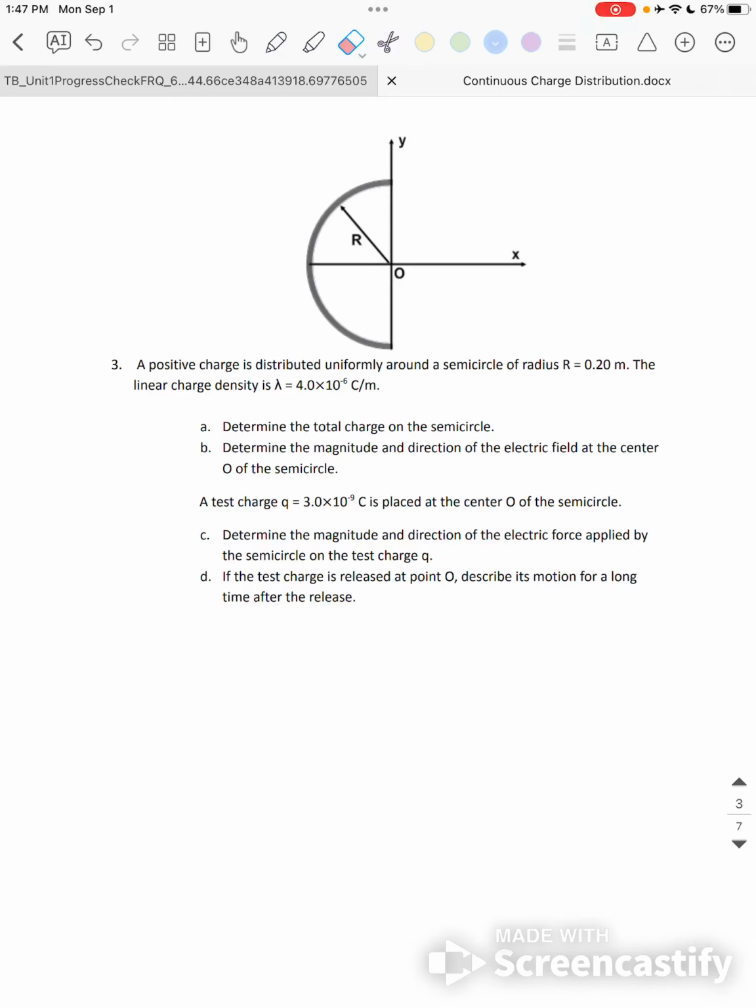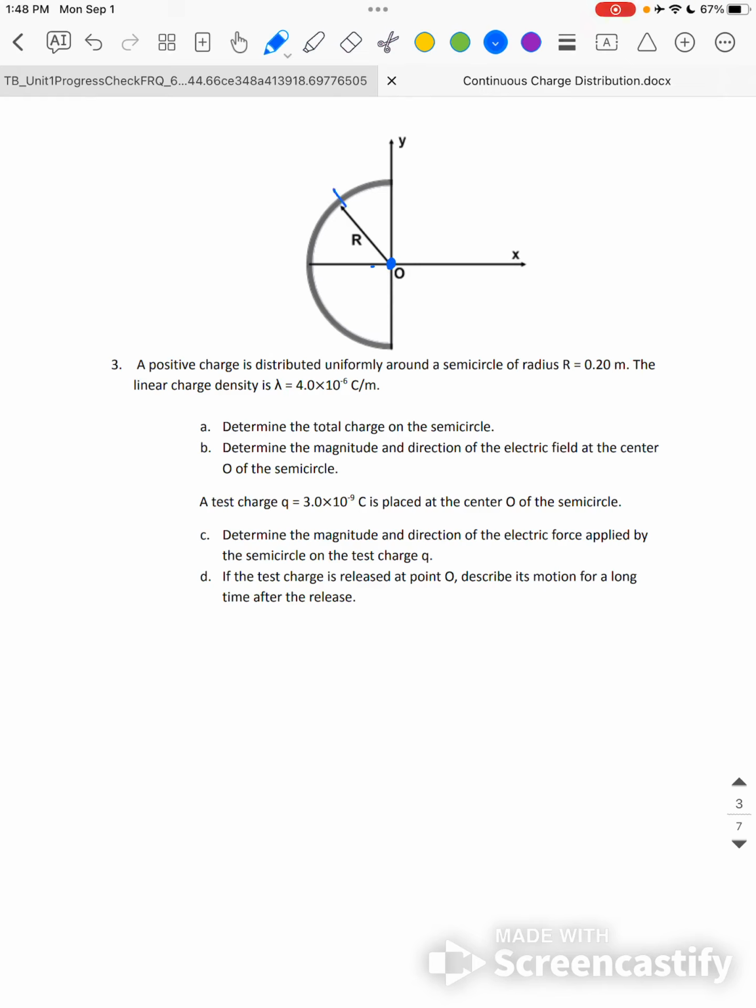For problem number 3, we've got a positive charge distributed uniformly around a semicircle of radius 0.2, and the linear charge density is 4 times 10 to the negative 6. So this is our position in question at the center, and before I start choosing symmetric points, instead of choosing the top and the bottom of the semicircle, I can see right off the bat that those are going to cancel out.